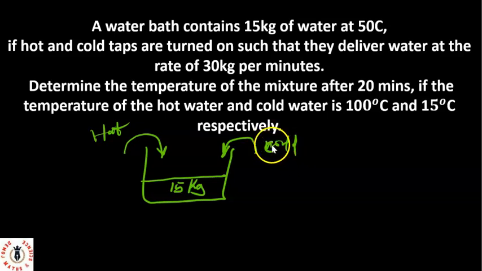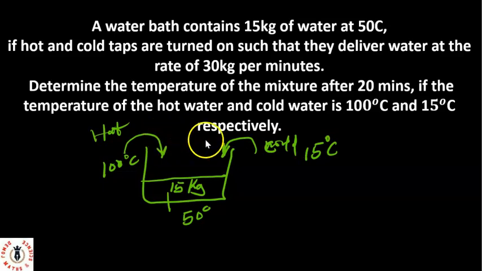Now, this tap runs for 20 minutes. And if the temperature of the hot water here is at 100 degrees Celsius, and the temperature of the cold water is at 15 degrees Celsius. Remember that the temperature of the water in the jar itself is at 50 degrees Celsius. Now, with this, we are asked to determine the temperature of the total mixture after 20 minutes. Now, let's remember that this water runs at 30 kg per minute.